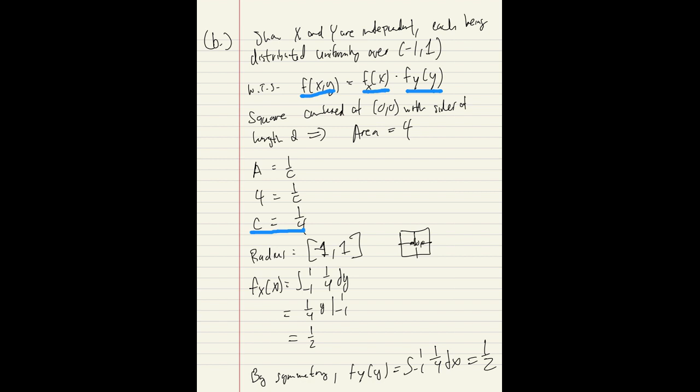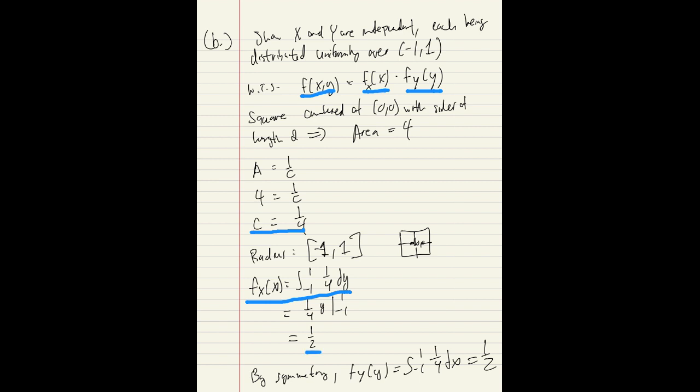Now we just need to figure out fx and fy and see if it's equal to 1/4. And so we plug in the integral over the region -1 to 1, and this part times c dy. That's to find the distribution function for x to get 1/2.